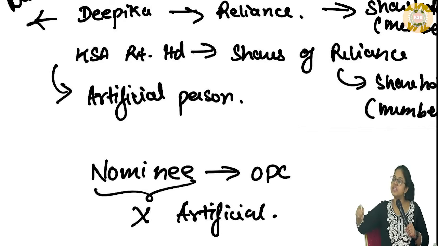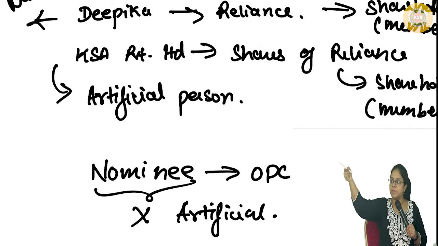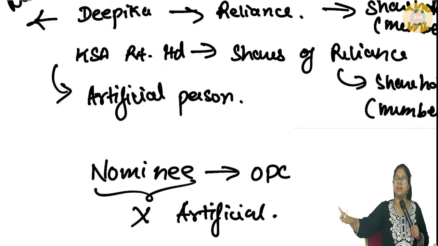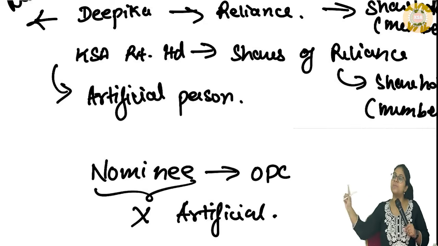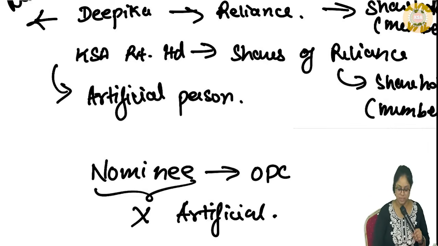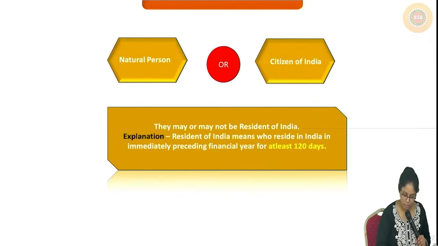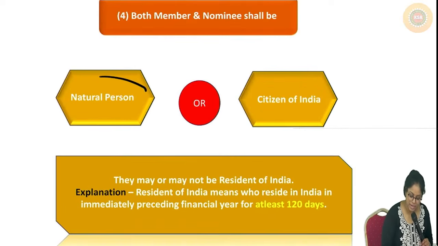If that is an artificial person, how will he come? Are you able to understand? That's why the Companies Act clearly says that a nominee can be anyone but not an artificial person, right? So if you read now, I think you'll be able to appreciate it better. He should be a natural person.